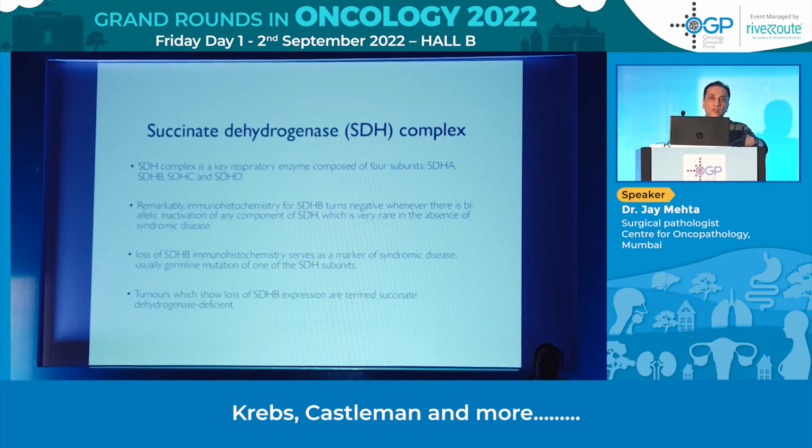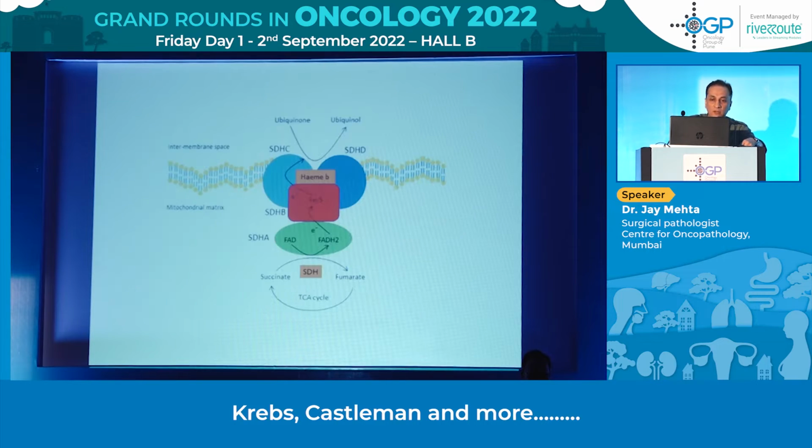I'll switch over to the other enzyme in the Krebs cycle, the succinate dehydrogenase. It's a respiratory enzyme composed of 4 subunits, A, B, C, and D. Now, good for us because when you do the SDHB immunohistochemistry, if there's a loss in any of the subunits, the SDHB is also lost. Now, tumors which show loss of SDHB expression are termed succinate dehydrogenase deficient. I won't bore you with the entire cartoon here, but focus on the one right at the bottom where it says succinate being changed to fumarate by the succinate dehydrogenase.